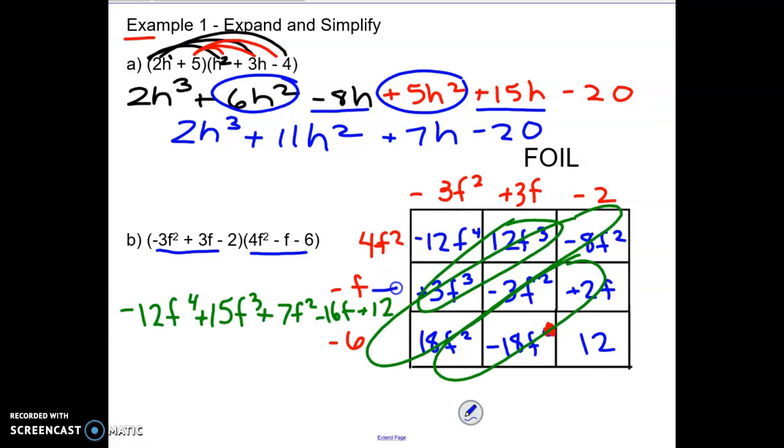So your final answer should look like this. Make sure it's written in descending order. So your f to the power 4 is first, then your f cubed, then your f squared, then your f, and then your constant.